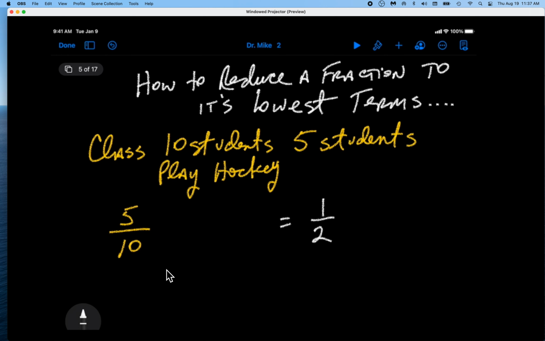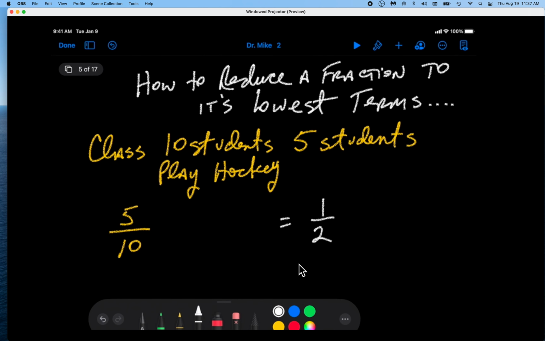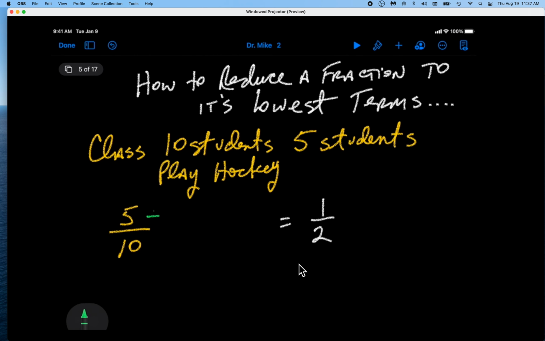Folks, this is how you do it. You look for a number that you can divide the numerator by and the denominator by to get you to the new, smaller fraction. Since we're dividing, we know the numbers are going to get smaller, like we talked about in earlier videos. So what number do we know can divide into 5 and 10? It is none other than 5. So you divide 5 by 5, you get 1. You divide 10 by 5, you get 2, and now you have reduced the fraction.